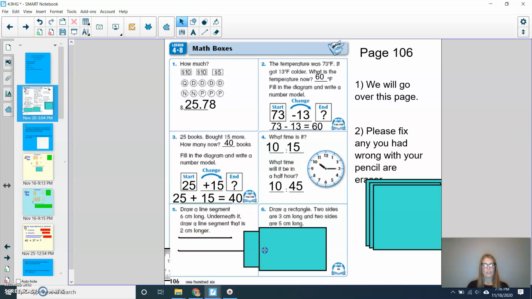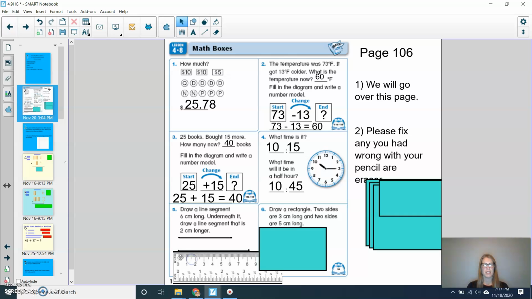For question 5, draw a line segment that is first 6 centimeters long. You needed to use your template for this to measure that 6 centimeters long. Then for the bottom one, underneath, draw a line segment that is 2 centimeters longer. So 6 plus 2 is 8. So my bottom line segment needed to be 8 centimeters. Double check to make sure that your top line is 6 and that your bottom line is 8 centimeters.